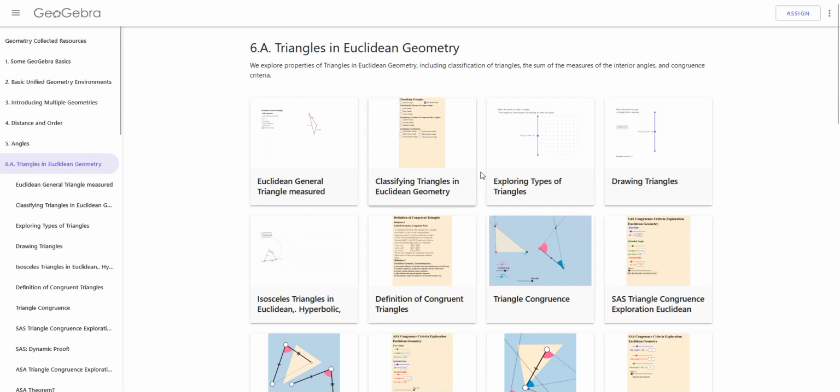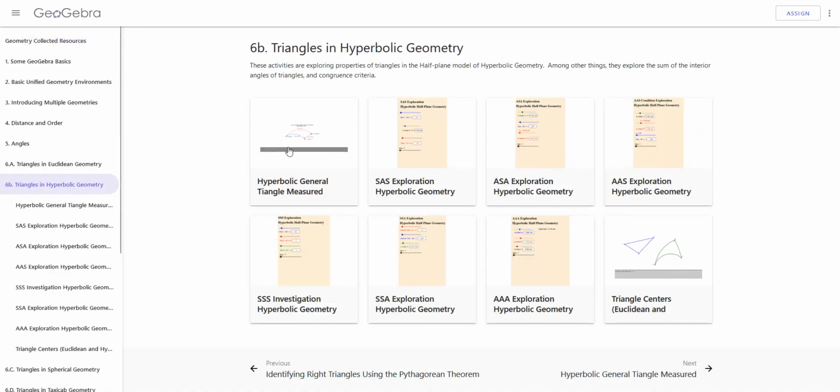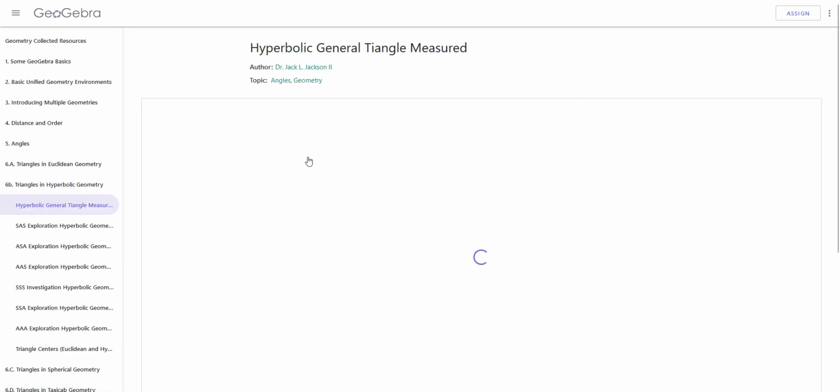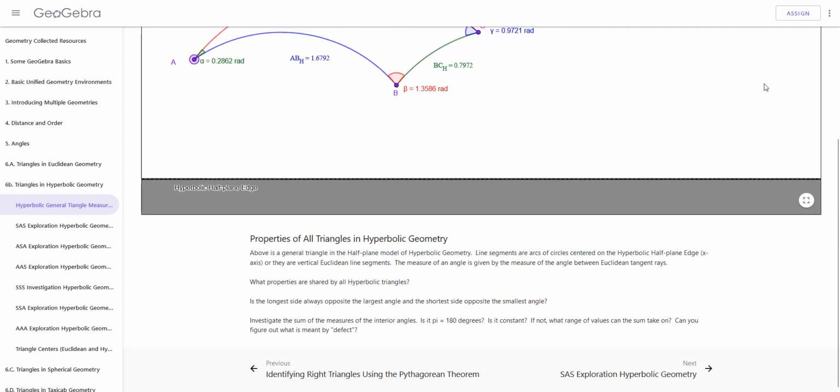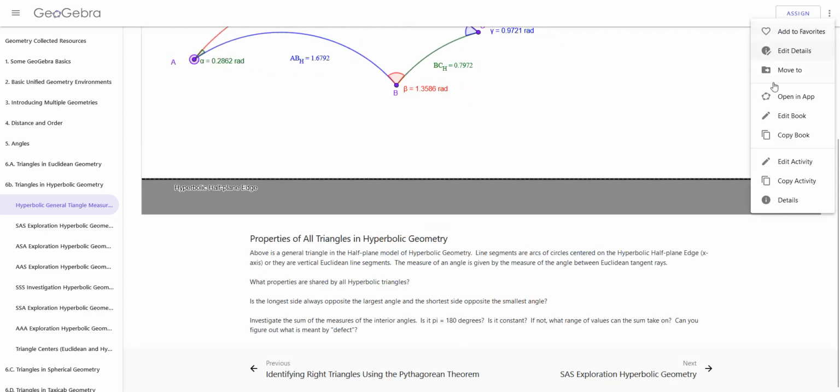So just like I had these applications here, side angle side exploration in Euclidean, I also have the same thing for hyperbolic. So first of all, let's just review real fast. Here's what a hyperbolic triangle looks like. Here's the hyperbolic half-plane edge. We're using the half-plane model, and so we have this up here. Let me just open that in the app.